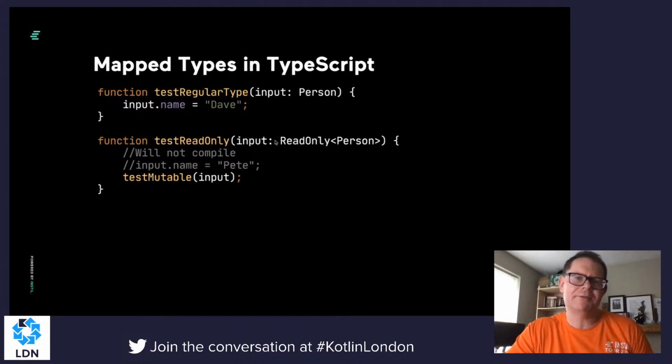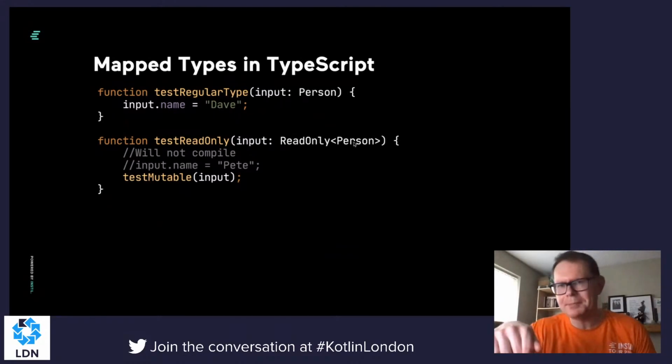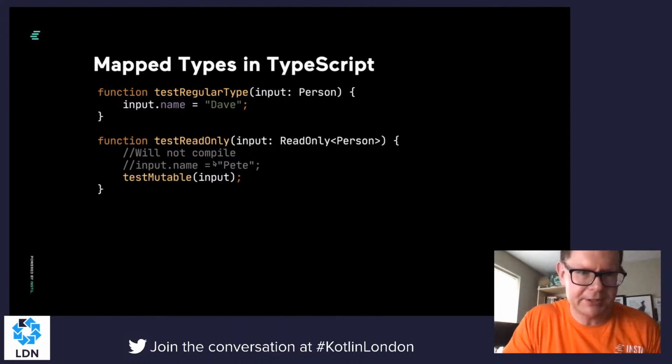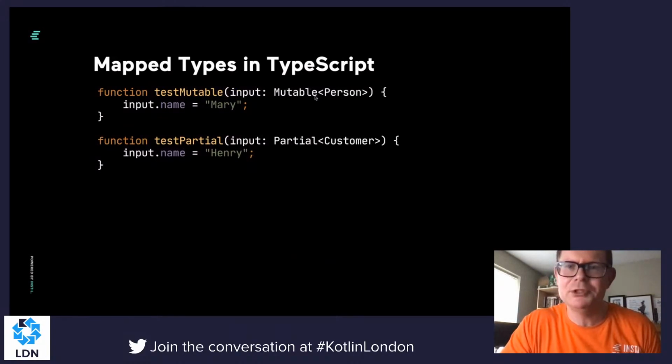But let's say I've got a function that takes a read-only of person. So I will be able to pass in a person object, but I won't be able to change the name. You know, I'll be forbidden from changing anything in input. But what I could do is I could call test mutable, yeah, because test mutable takes a mutable of person, okay? So if you like, I've converted away the read-onliness, yeah, of the person object, and now I'll be able to go in and change it. Or I can write a function that takes a partial customer.